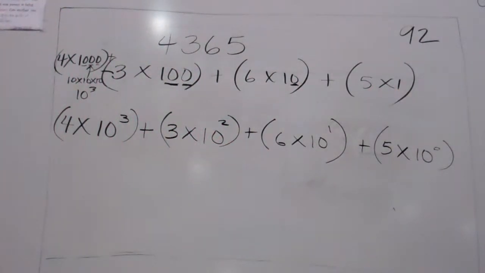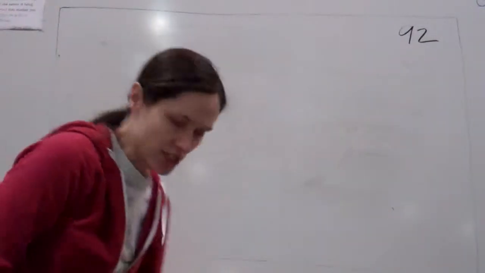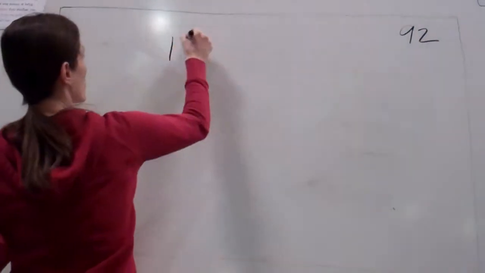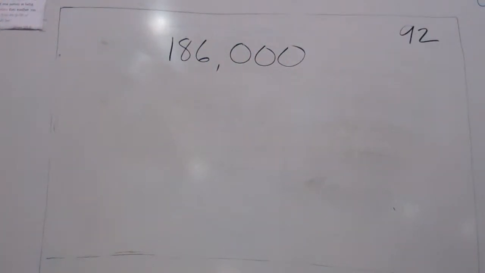Now, that's just one number. So let's try another one that they're going to give you. For example, this one says the speed of light is 186,000 miles per second. That is really fast. The speed of light is about 186,000 miles per second. Write this in expanded notation using exponents. Ready? Let's first write it in expanded notation, then we'll use exponents.